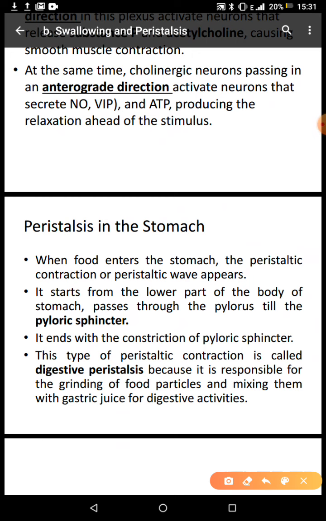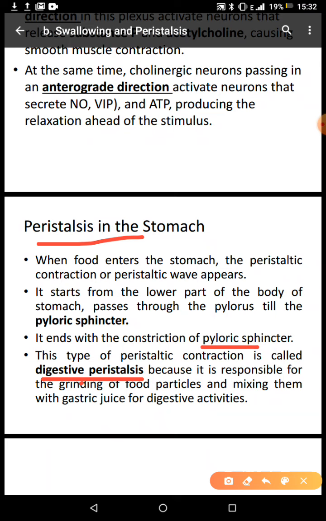So when food enters the stomach, the peristaltic contraction or peristaltic wave appears. It starts from the lower part of the body of the stomach and passes through the pylorus till the pyloric sphincter. It ends with a constriction of the pyloric sphincter. This type of peristaltic contraction is called digestive peristalsis because it is responsible for the grinding of food particles and mixing them with gastric juice for digestive activities. So peristaltic movement is due to muscle movements.